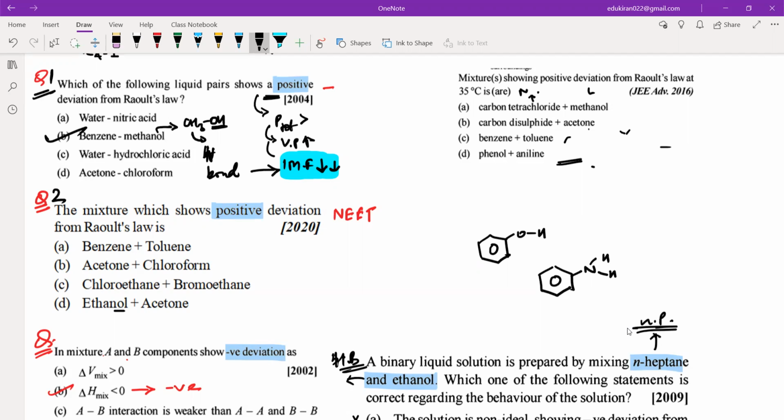Generally, what you will see is they will be asking you examples for positive deviation only. Okay. And here you can see benzene, non-polar, toluene, non-polar. Acetone is going to be polar. Chloroform will be polar. Now both of these are polar. Chloroethane, polar. Bromoethane, polar. So as you can see, there is not a very large difference in intermolecular force of attraction. You will get positive deviation only if you have a very large difference in IMF.